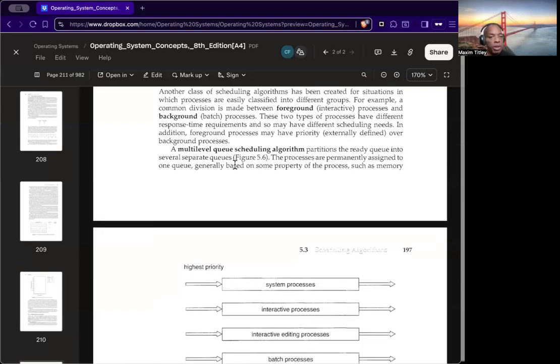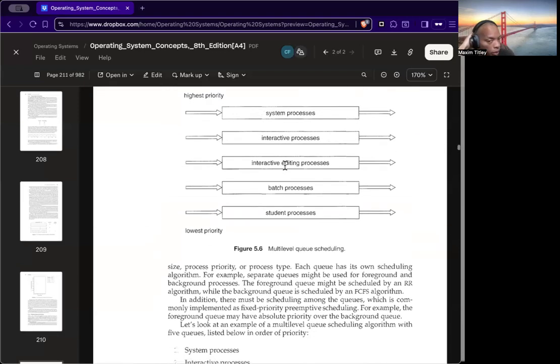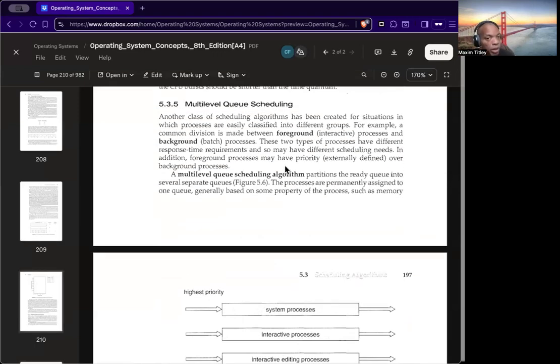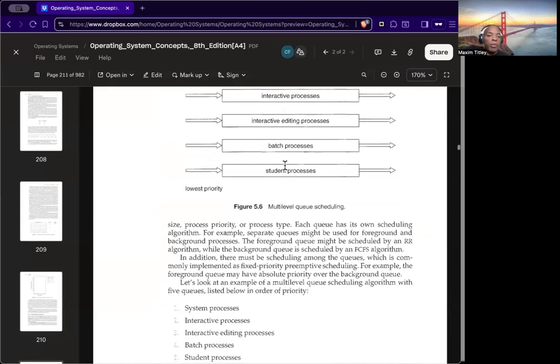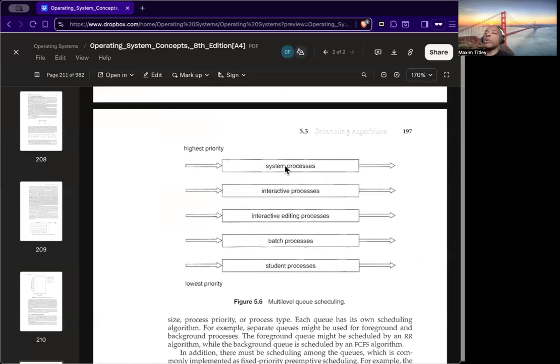we partition the ready queue into several separate queues, as shown in this figure down here, 5.6. And then the processes are permanently assigned to one queue, generally based on some property of the process, such as memory size, process priority, process type. And each queue has its own scheduling algorithm. So that means we could be running shortest job first in certain places. We could be running first come, first serve, and so forth. Okay.